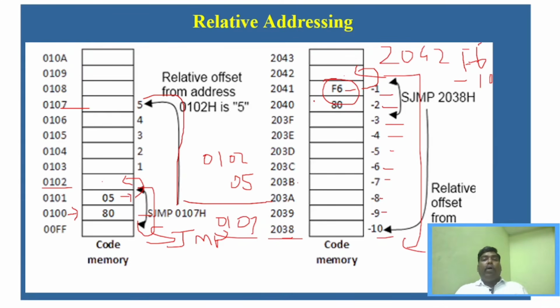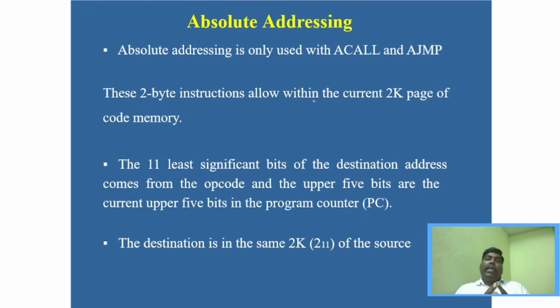So this is very important for the jump instruction. And whenever you say jump instruction, we also use absolute addressing as well as long addressing. What is absolute addressing? First you have to understand what is jump and what is call instruction. Here absolute addressing is used for call as well as jump instruction. What is call and what is jump?